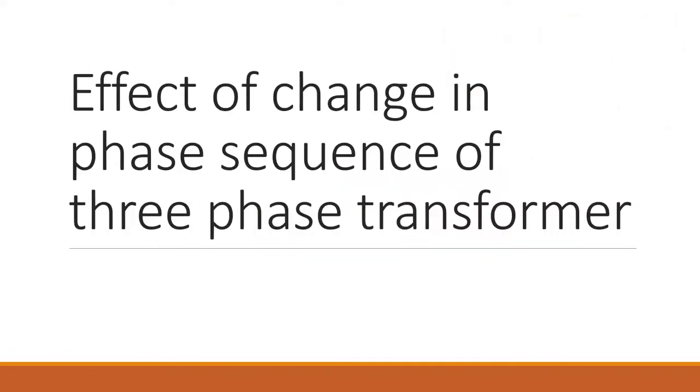Now let us talk about what would happen if the phase sequence is changed. Effect of change in phase sequence of a 3-phase transformer. We know that the phase sequence can be ABC, BCA, CAB, something you have studied. So what would happen if the phase sequence is changed?